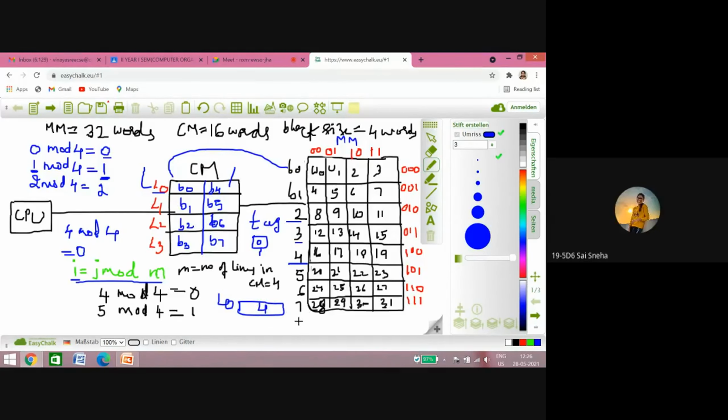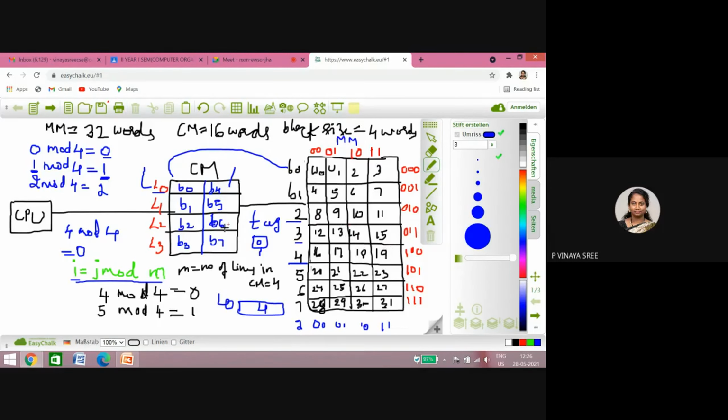For this 4, is 1 bit enough? No, ma'am, we need to take 2 bits. That indicates 00, 01, 10, 11. If it is 00, block 0 will be active. If it is 01, block 4 will be active. If it is 10, you will be getting block 8. Next, if it is 11, you will be getting block 12 according to this formula. In that B4, again, the words that are present are 16, 17, 18, 19.